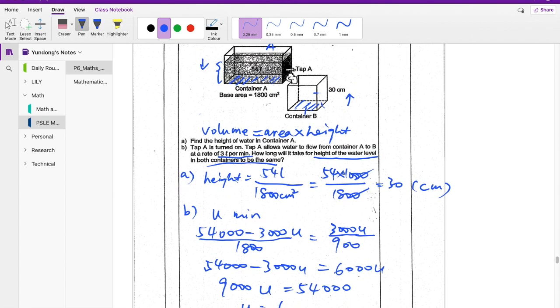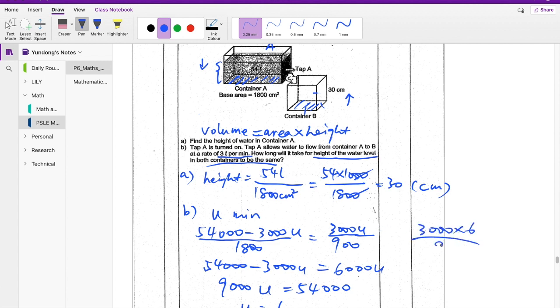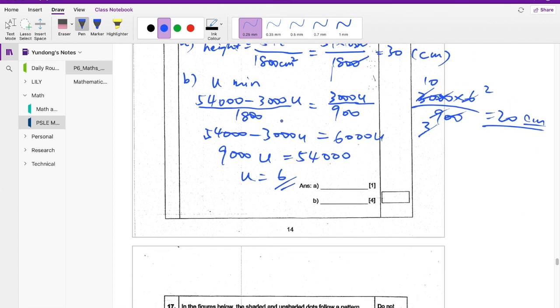We can also calculate the height for each container. If U is 6, then 3,000 times 6 divided by 900 gives a height of 20 centimeters. So after 6 minutes, this one grows 20 centimeters and this one drops 10 centimeters, and it becomes 20 centimeters, which is equal for the two containers.